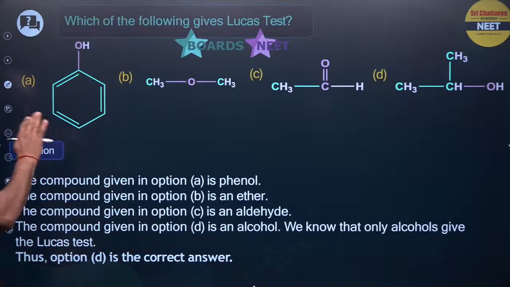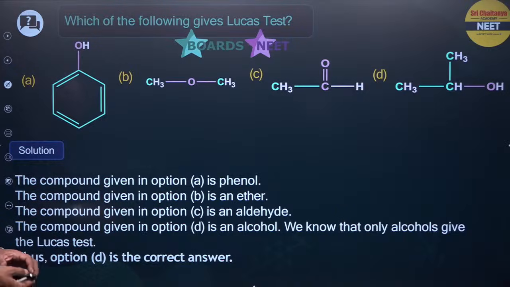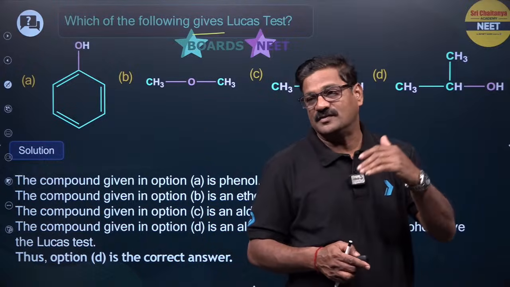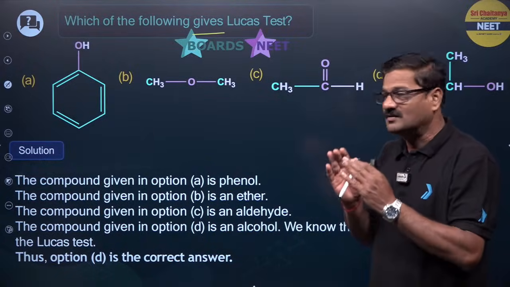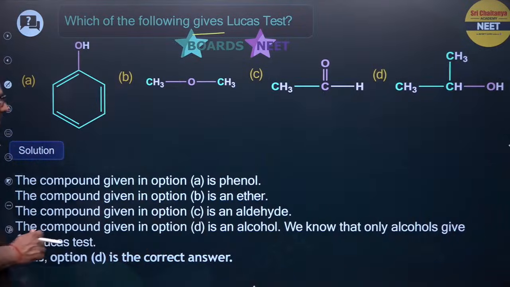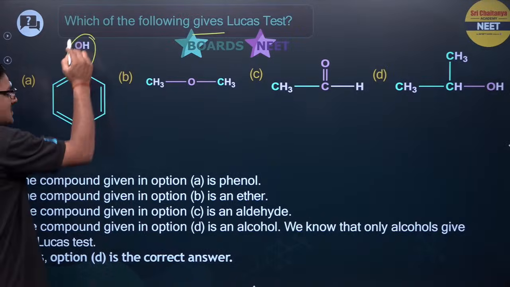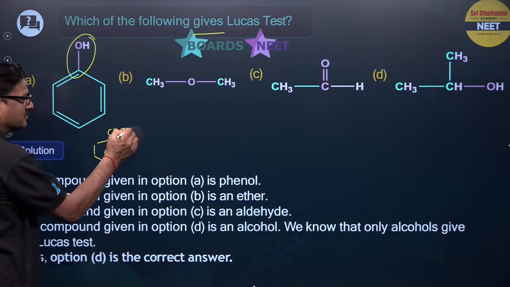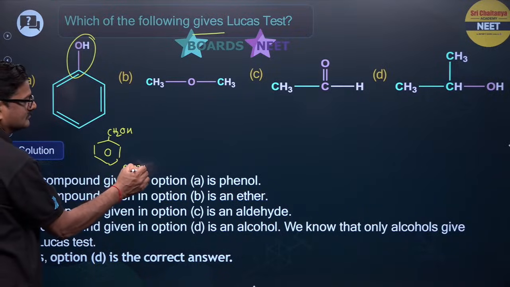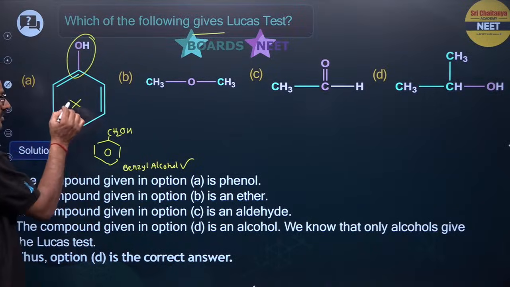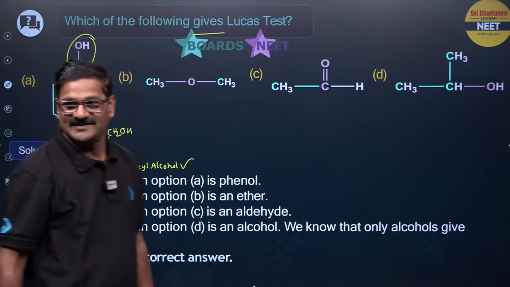Now let us see which of the following gives the Lucas test. The previous one does not, and this will, right? Alcohols are going to give. Phenols do not give. Benzyl alcohol gives, phenol does not. This is benzyl alcohol, it will give you. Phenol does not give. Let us look at both.